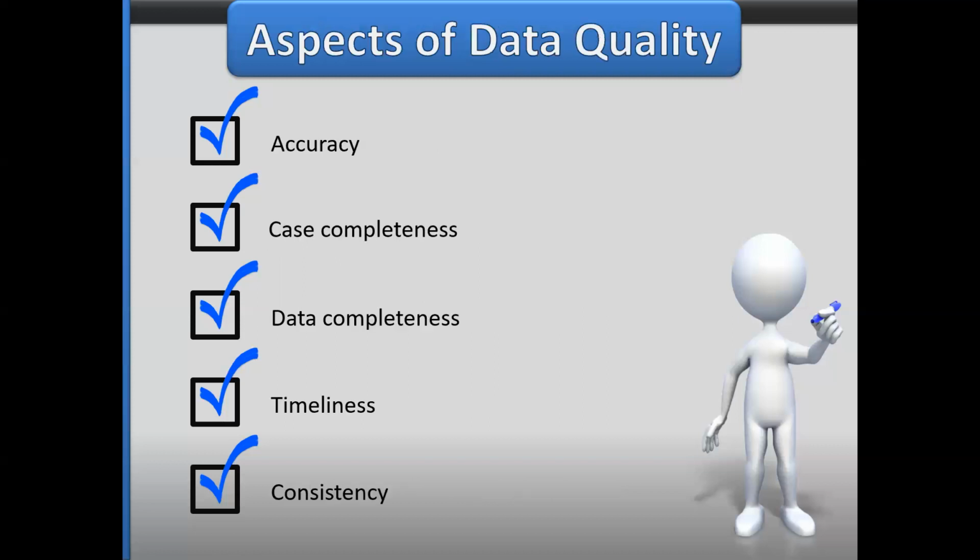There are 5 aspects of data quality that must be addressed in the cancer registry in both hospital and central registries. And those are accuracy, case completion, data completion, timeliness, and consistency.